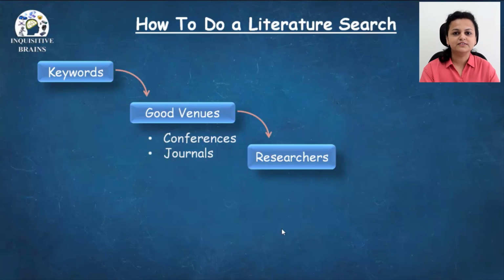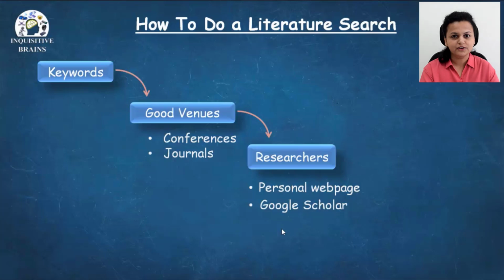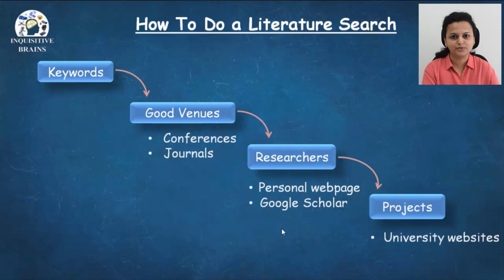Once you know about the researcher's name, visit their personal webpage. Or you can also visit their Google Scholar webpage, which will give you a comprehensive list of all the articles they have published. Google Scholar also provides a co-author list, which is a list of all the co-authors the researcher has worked with and published papers with. So once you get to know about the authors, you will also know about their affiliations. Do visit their university websites or organization websites to know more about the project.